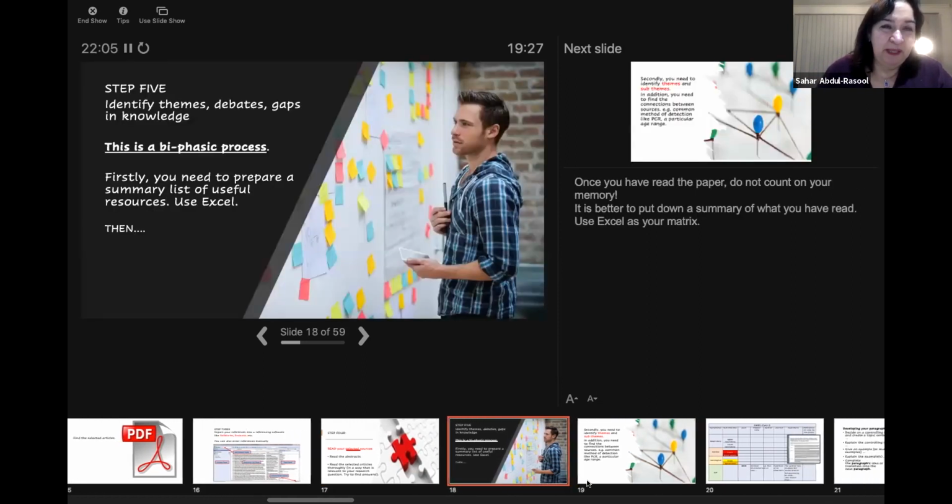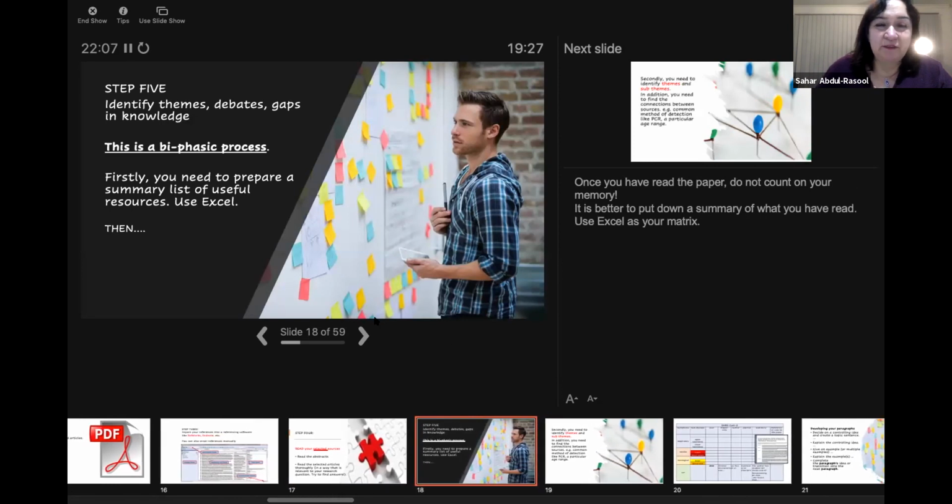So you identify themes and gaps in the knowledge. The first thing you do, it's a biphasic process. The first phase is you read through all the papers, then you construct something called an Excel matrix.